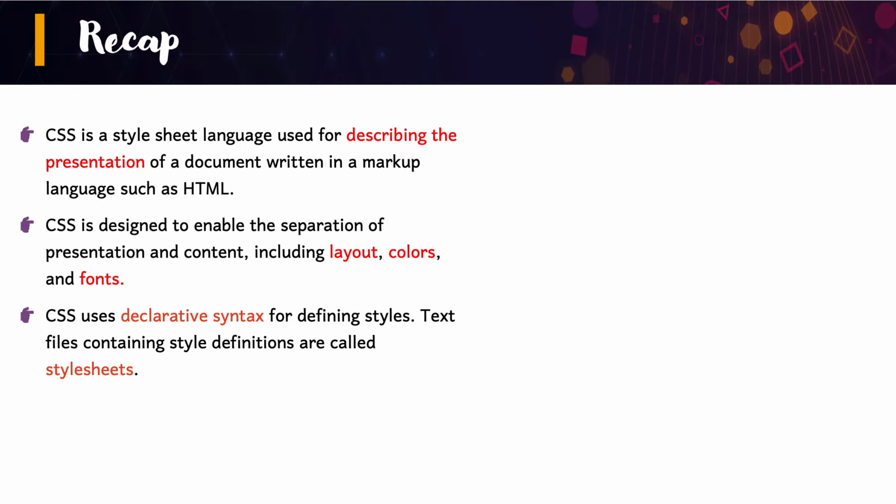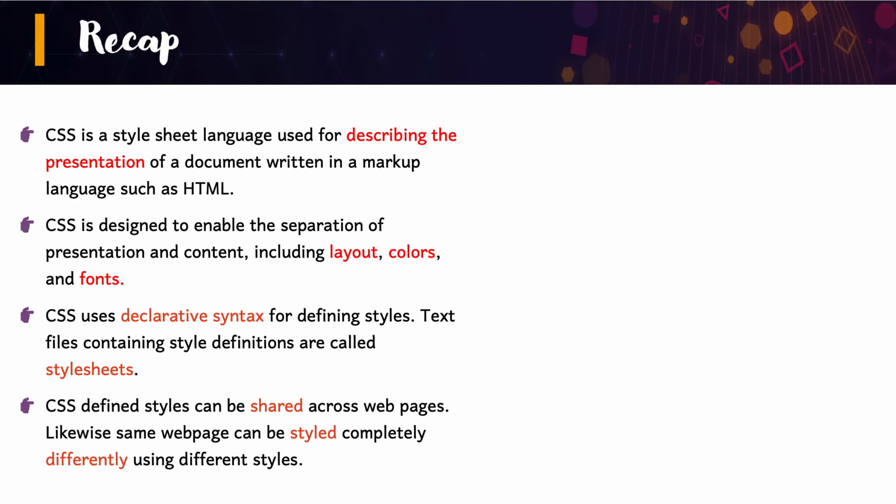CSS uses a declarative syntax for defining the styles, and when we say style, it is a way of presenting. The text files that contain the definitions of these styles are called style sheets. CSS styles can be reused across pages, they can be shared, and in the same file multiple style sheets can be used, right?